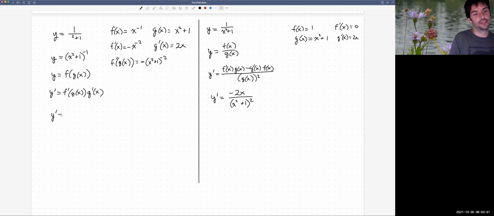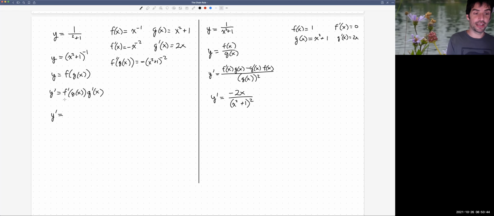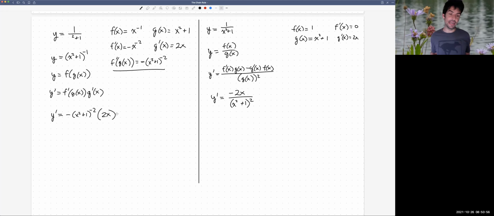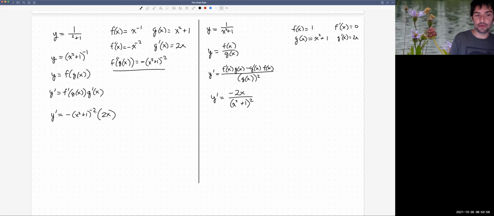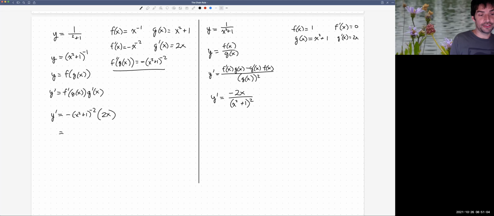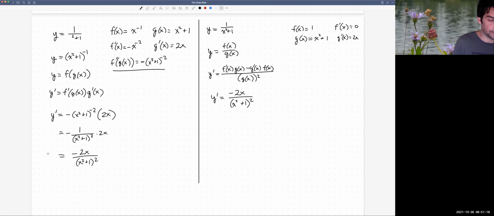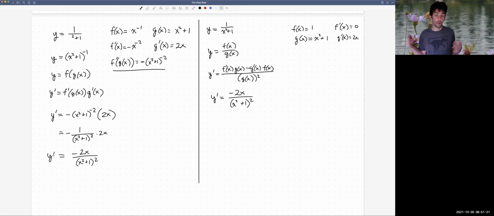Let's put all the pieces in place. I've got f prime of g of x, I've got sitting right here. So I've got negative x squared plus 1 to the -2 times g prime of x, which is 2x, right? And depending on how good you are at seeing exponents and things, they don't look exactly the same, but these are precisely the same thing because this x squared plus 1 to the -2 simply means 1 over x squared plus 1 squared times 2x. And then, of course, we can just write this as -2x over x squared plus 1 squared. And there's our y prime, right?